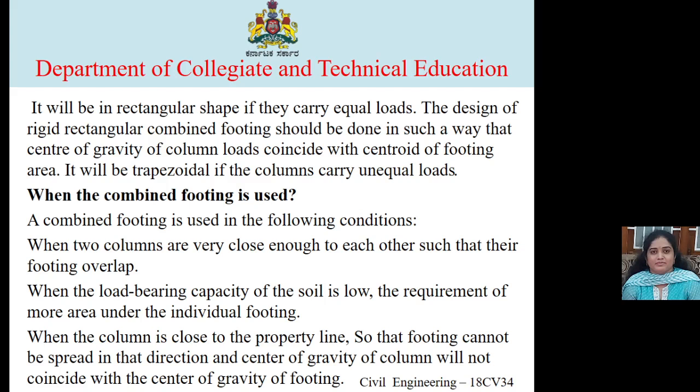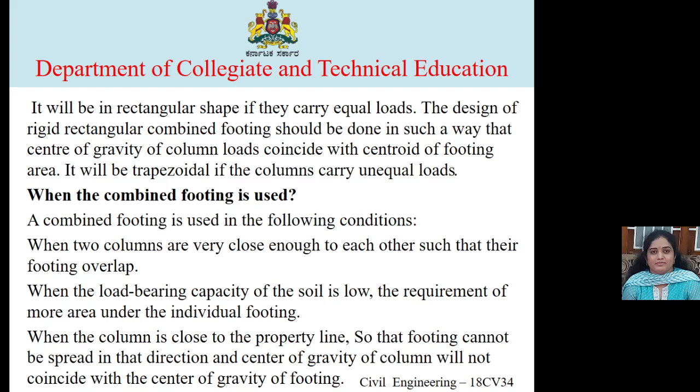Second, when the load bearing capacity of the soil is low, more area is required under the individual footing, because the pressure depends on the area of the footing and should not exceed the SBC of the soil. So you need a wider footing area. If you need a larger area, that can be achieved through a combined footing.